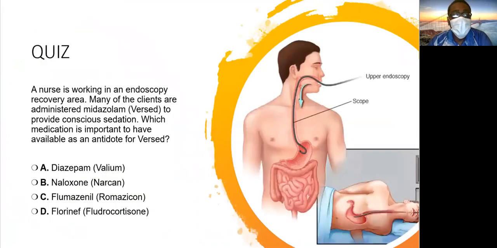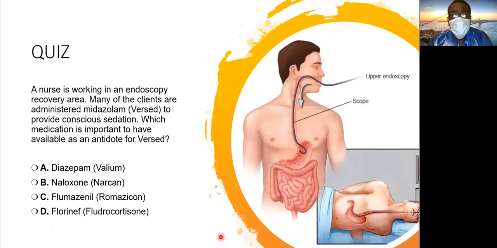A nurse is working in an endoscopy recovery area. Many of the clients are administered midazolam or Versed to provide conscious sedation. Which medication is important to have available as an antidote for Versed? A, diazepam or Valium; B, naloxone or Narcan; C, flumazenil or Romazicon; D, Florinef or fludrocortisone.